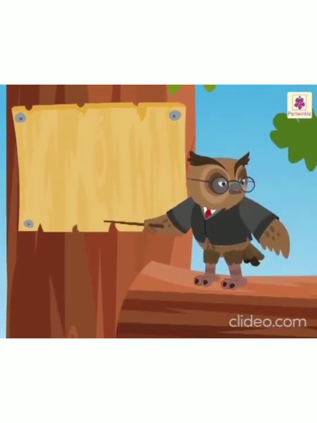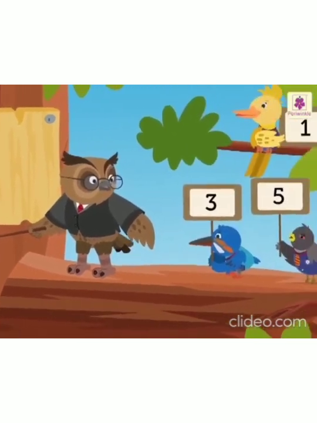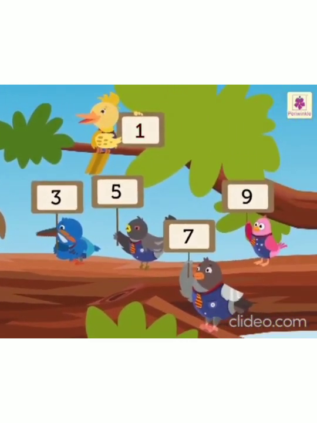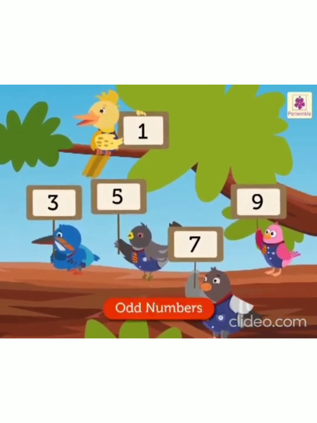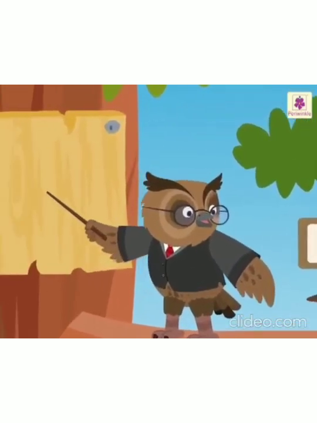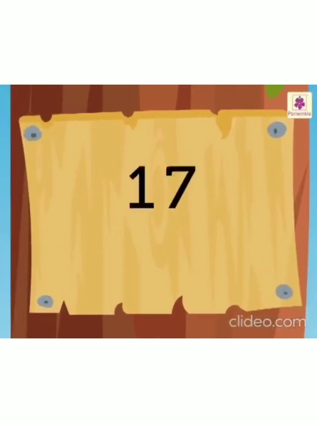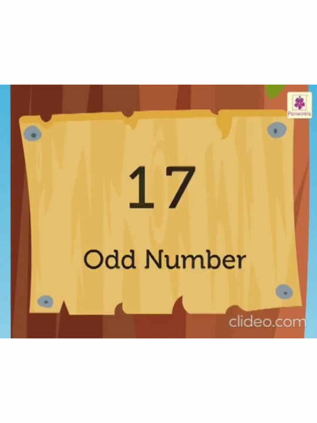Now, let us understand the meaning of odd numbers. All numbers with the digits 1, 3, 5, 7 or 9 in the ones place are called odd numbers. Look at the number 17. Number 17 has 7 in the ones place, so it is an odd number.